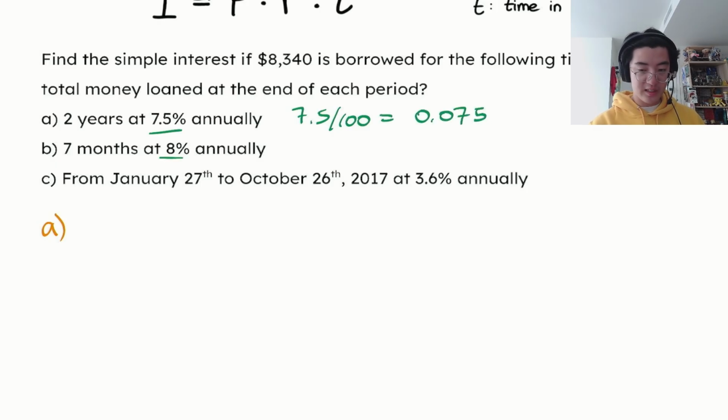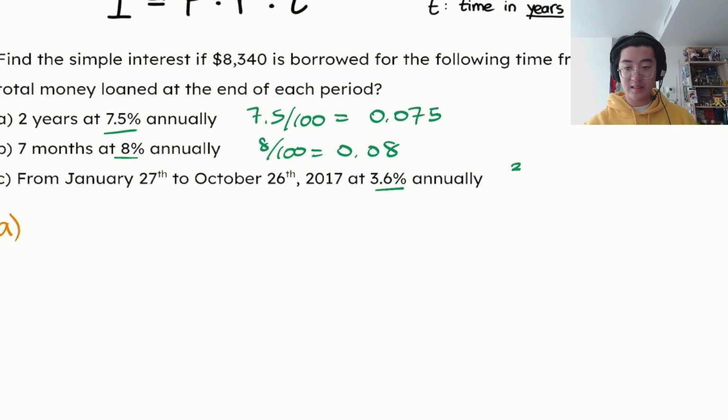We can just convert all of them right now. 8% is 8 divided by 100, or 0.08. And then lastly, 3.6 is just that divided by 100, which is 0.036. Okay, so here are our percentages as decimals.